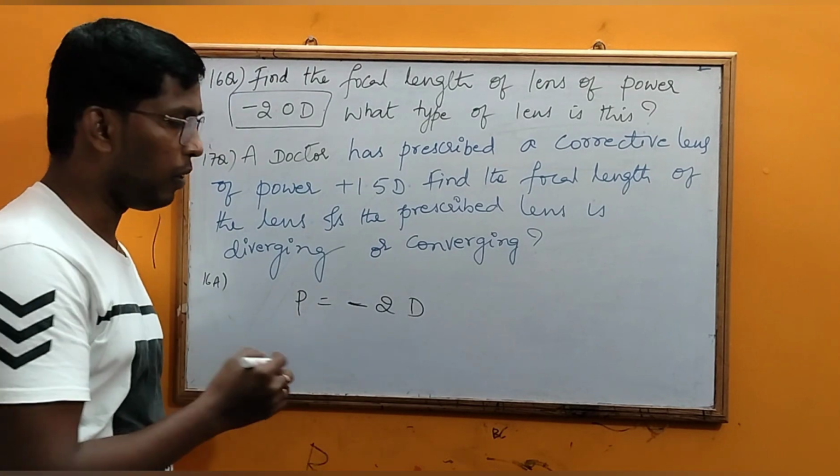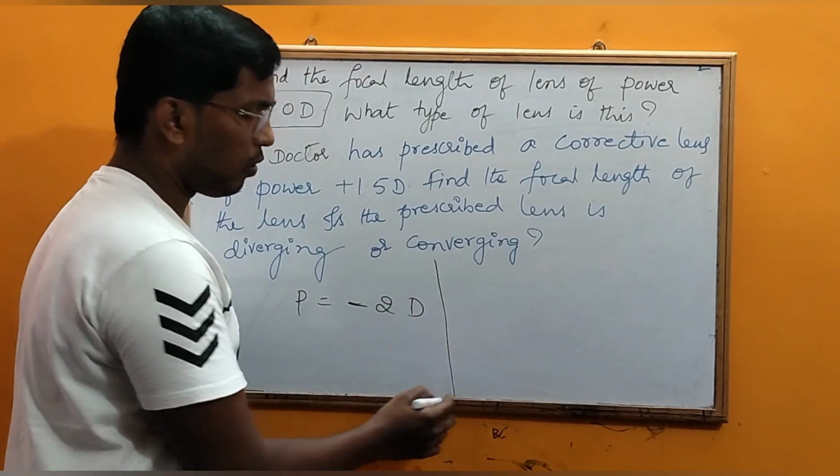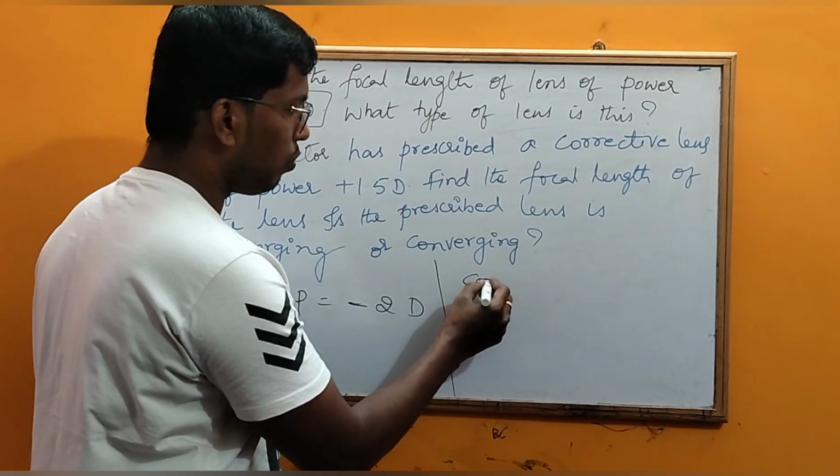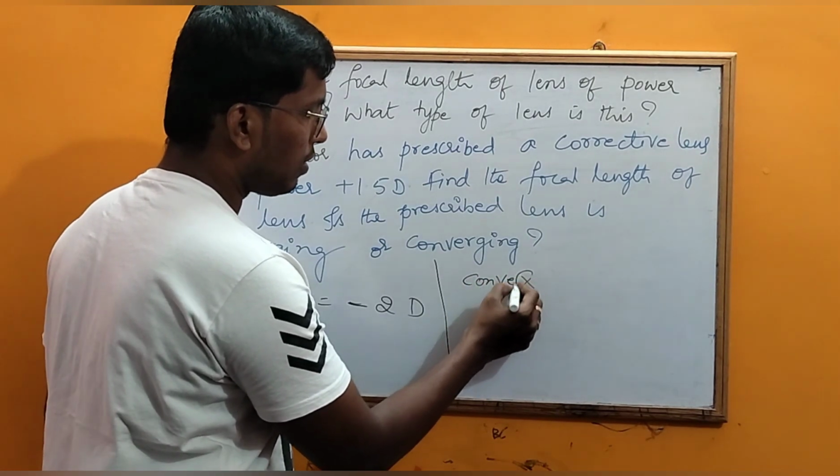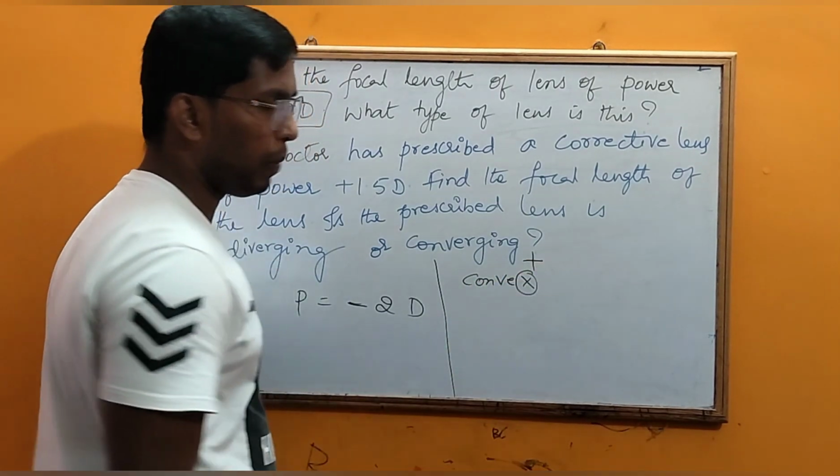So, a very simple technique to remember. As I told you, convex, the last letter is X. If you turn it, it becomes plus.